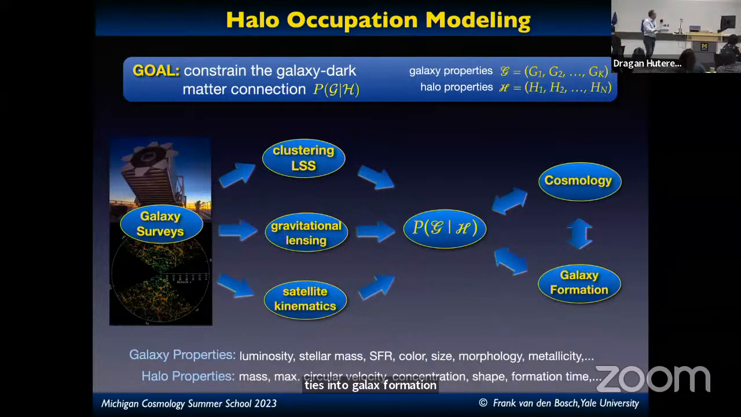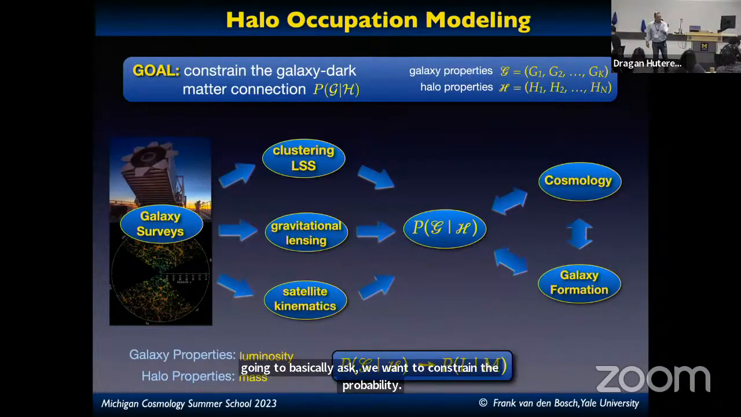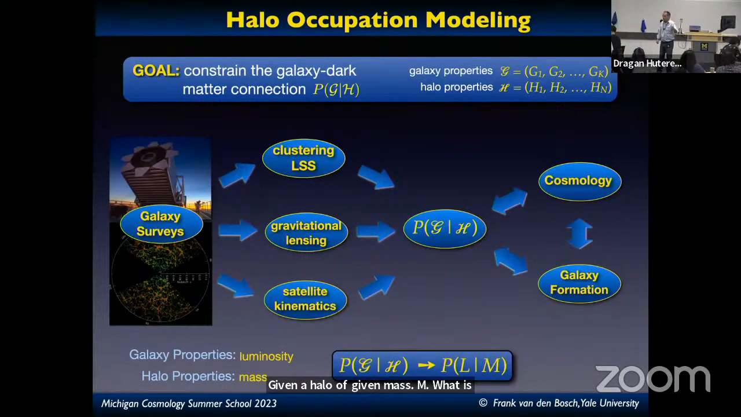Now, I told you about all these different galaxy properties that we would like to include in this, and all the different halo properties that we would like to include in this. That's hard. So let's start simple. Let's start with halo properties being halo mass. And for galaxy properties, it's the stellar mass or the luminosity. Now, I'm an astronomer. I know it's not the same thing to talk about stellar mass and luminosity. Okay, but for all practical purposes, it's the same. It's just how many stars there are. So for this talk and this talk only, stellar mass and luminosity are the same thing. So we're going to simplify things. We want to constrain the probability, given a halo of a given mass M, what is the probability that it hosts a galaxy of luminosity L? That's what we want to know.